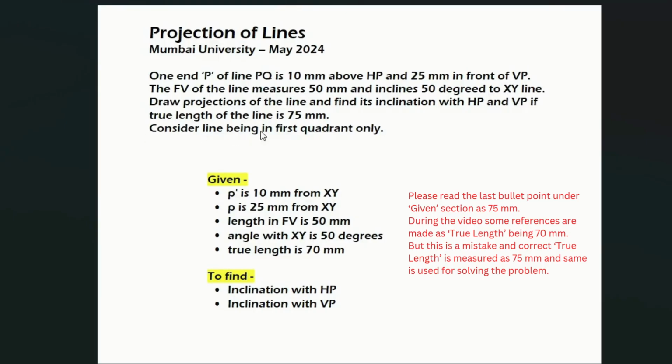Now consider the line being in the first quadrant. What is given to us is P dash, the projection in the front view for point P, is 10 mm from XY. That means 10 mm above HP. P is 25 mm from XY. The length in the front view is given as 50 mm. The angle with XY in the front view is 50 degrees. The true length is 70 mm. We'll have to see in which view we'll get 70 mm as the true length. And what we have to find is the inclination with HP and the inclination with VP.